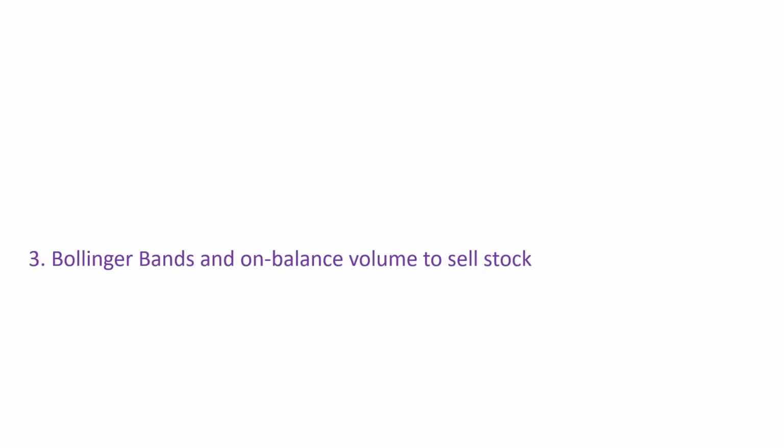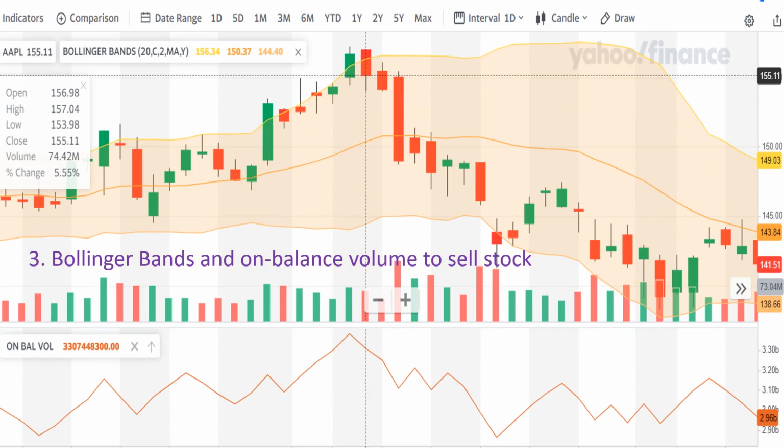The third golden trading strategy is using Bollinger Band and on-balance volume to sell a stock. This is the same Apple stock, D1 time frame Yahoo Finance. To sell a stock based on Bollinger Band and on-balance volume indicators, first we set up the Bollinger Band with 20 days simple moving average and 2 standard deviation. Then we watch for the stock price to trade outside the upper band. You see that the price is rising up and exiting the upper band and trading outside.